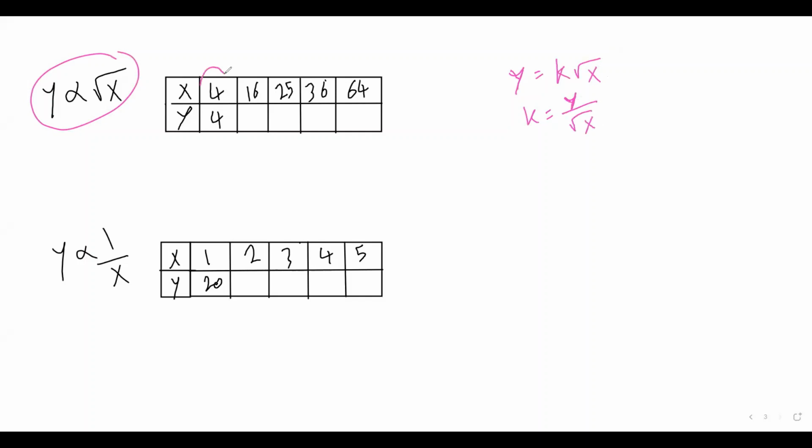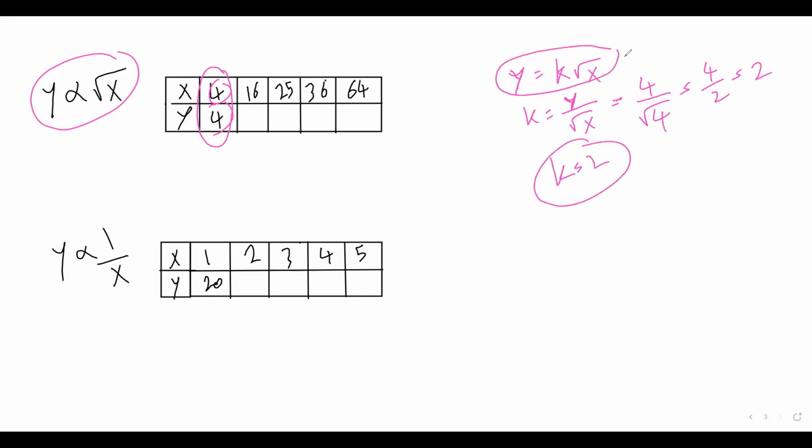And I already have one value of x and y. So all you have to do is just substitute them here. And that gives me 4 over 2, which is 2. So k is 2. So if k is 2, let's get back here. This formula becomes y is equal to 2 square root of x. Now you can complete these gaps here in the table. So let me fill up those spots.